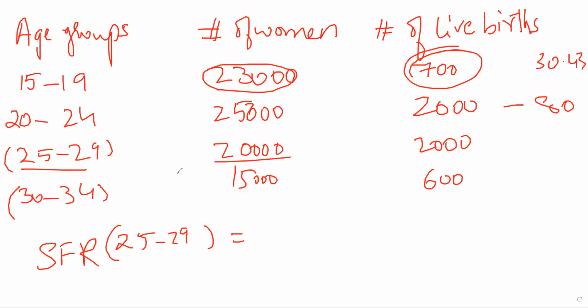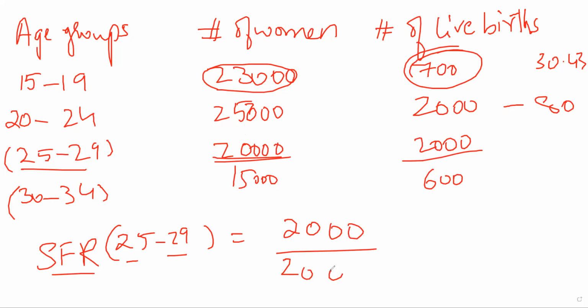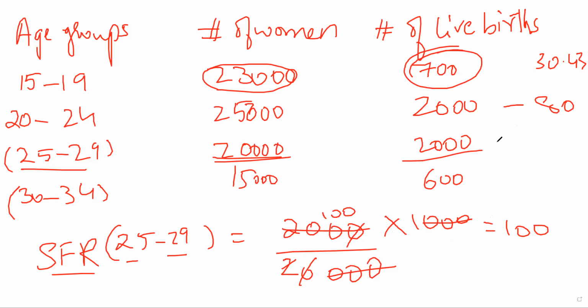Okay, what is the answer? Did you find out? You can use a calculator. Even if you don't use a calculator, it is pretty much apparent. So specific fertility rate for 25 to 29: if you are calculating, first the number of births in that age group, which is 2000, divided by 20,000 into 1000. Okay, if you calculate this, you get 100. So the specific fertility rate for the age group of 25 to 29 is 100.